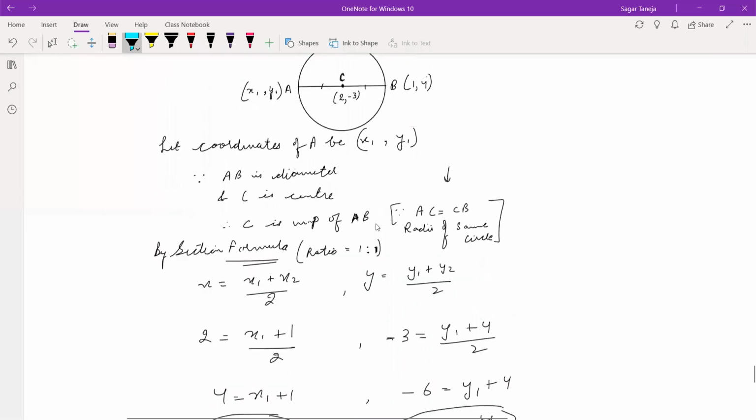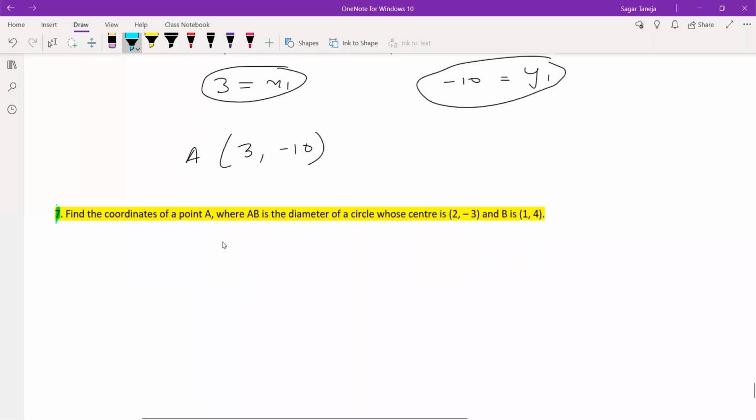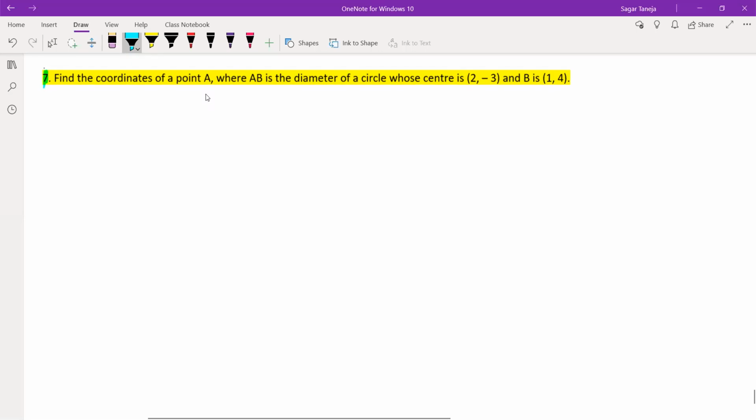Is it clear? Moving on further to the next. Find the coordinate of a point A. Again it is, I guess, the same. Copied.